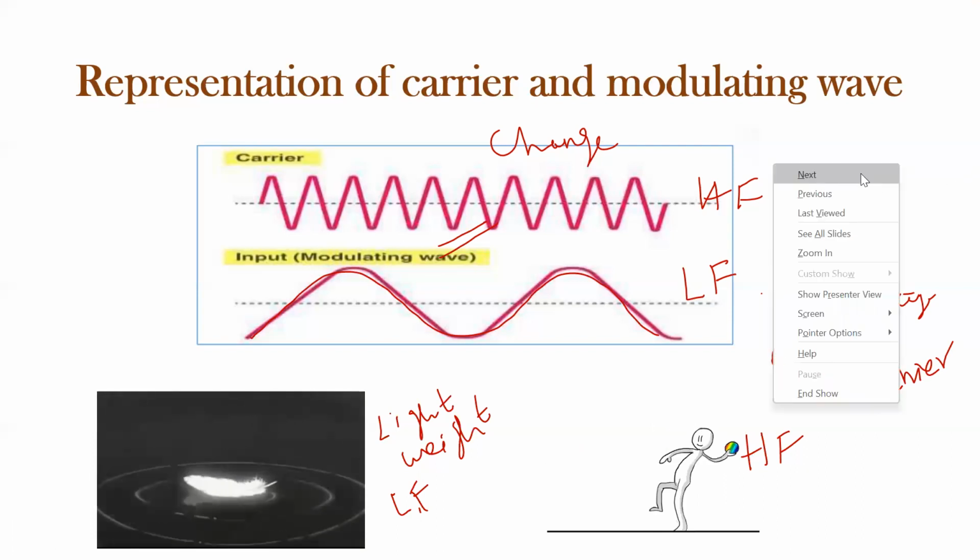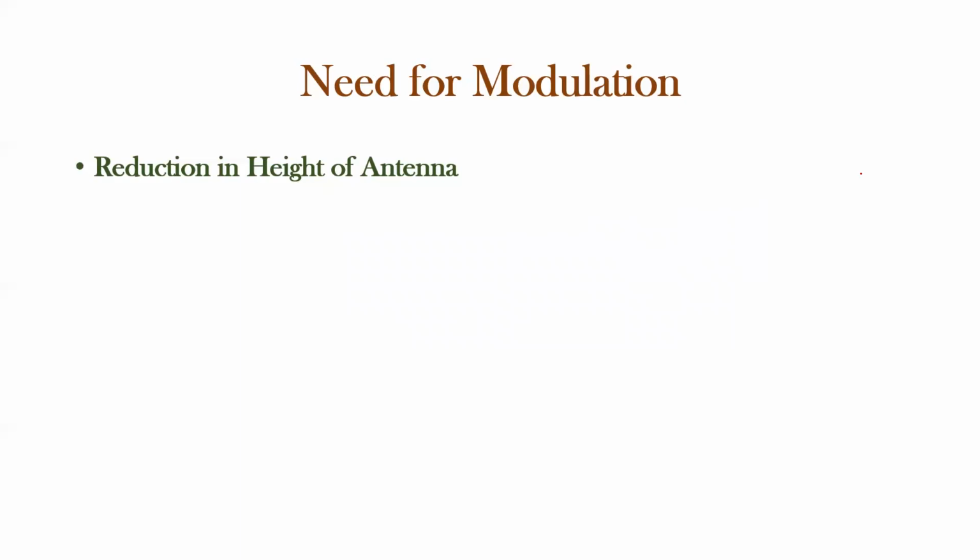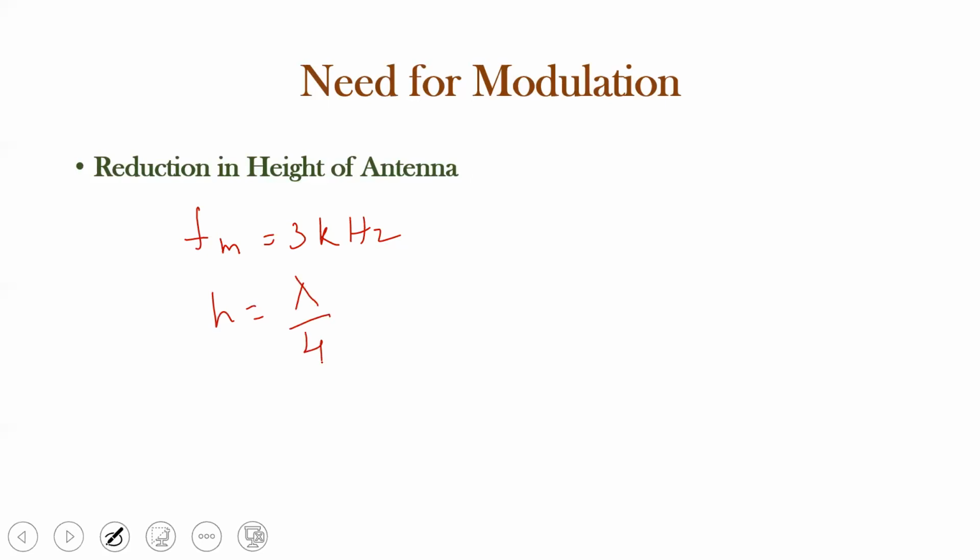Moving forward, let's go into the need for modulation. Why is modulation necessary? The very basic need is that it is going to reduce the height of the antenna that is required. Let us assume that we are transmitting a message signal of frequency 3 kilohertz. The height of the antenna that is required to receive any signal is given by height h equal to lambda by 4, quarter wavelength, where lambda is equal to c by f.